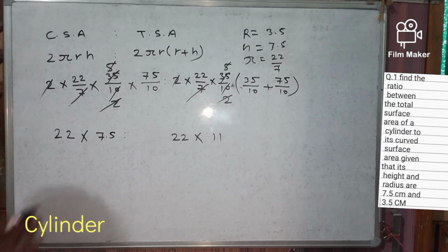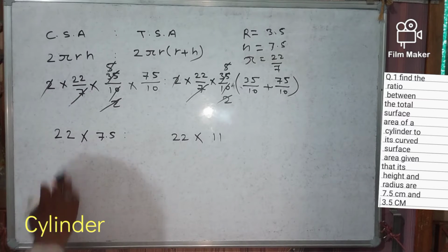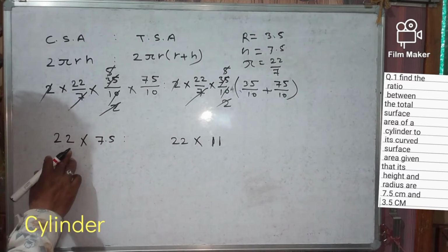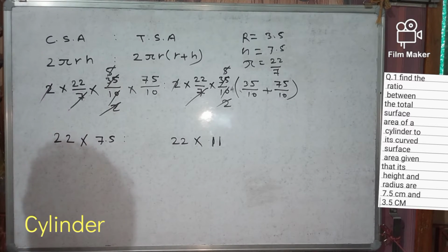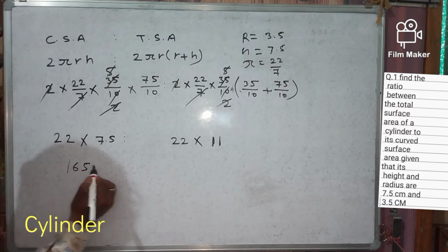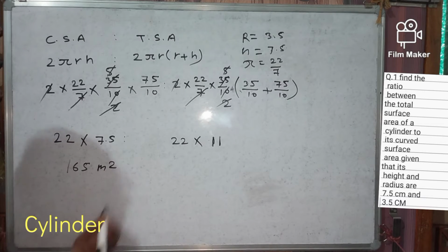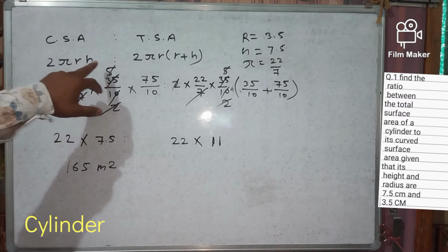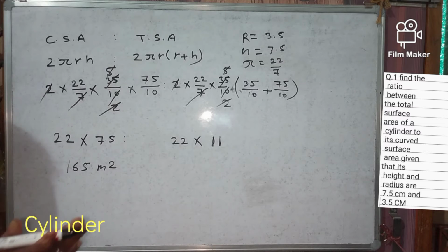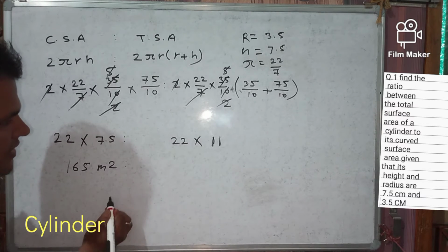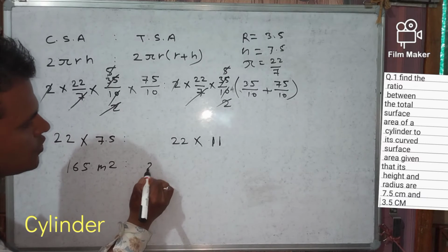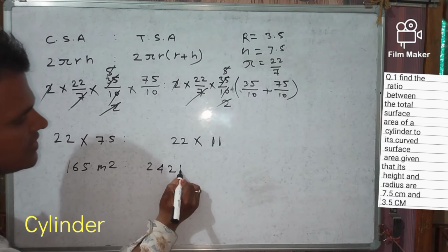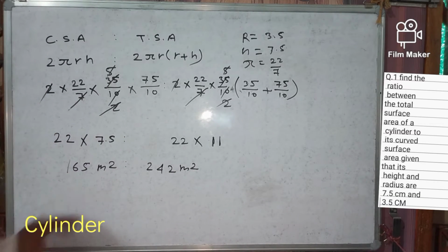Now 22 into 7.5 will be 165, and it will be in meter square. Why? Because radius is given in meter and height is also given in meter. So meter into meter will be meter square. And the ratio: 22 into 11 will be 242 meter square. So this is the answer of this question.